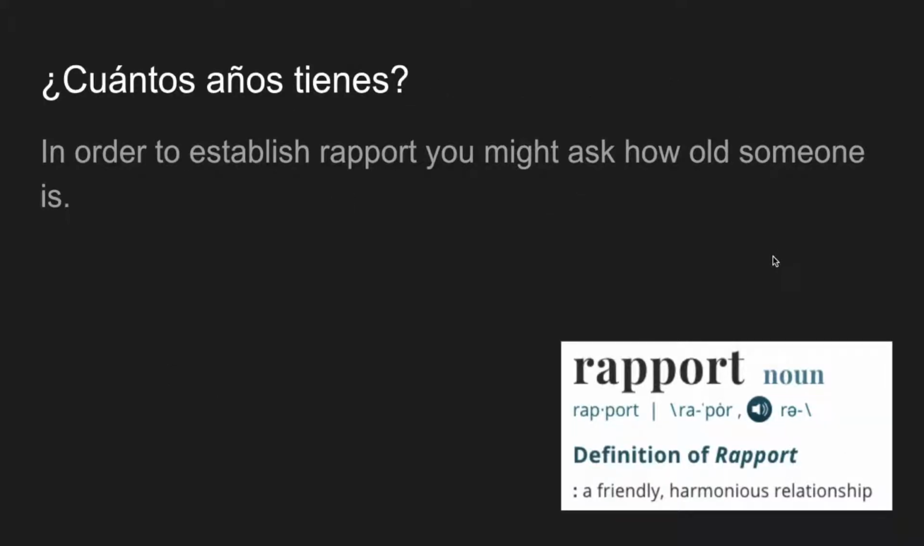¿Cuántos años tienes? So why do you need to know this particular phrase? In order to establish rapport or to get to know someone, you might ask how old they are. Or you might not, just kind of depends on you.